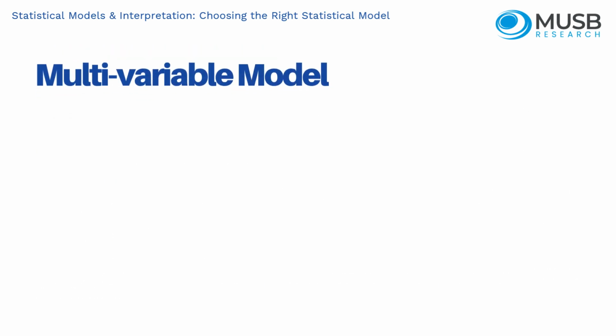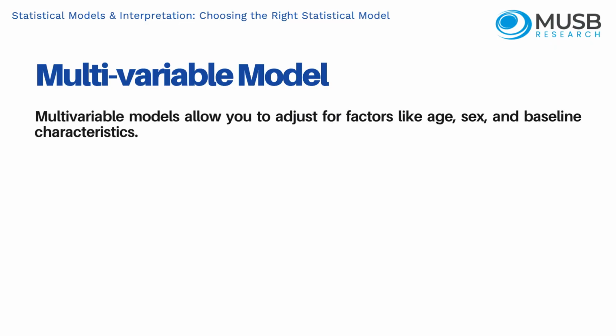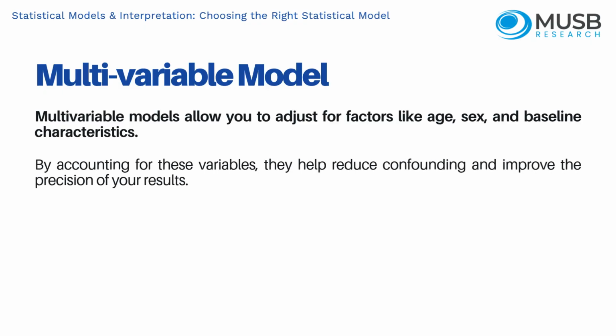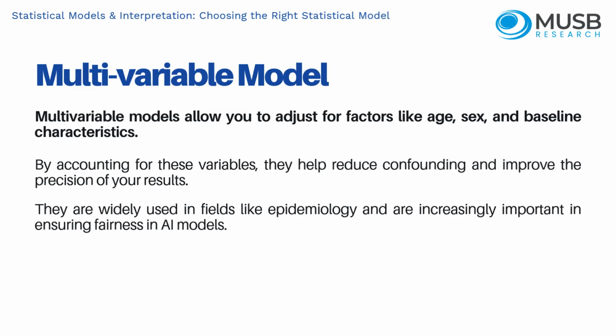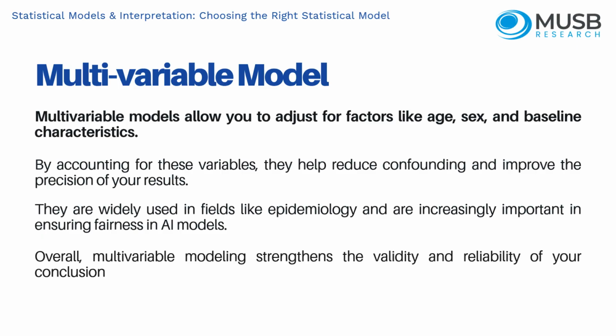Multivariable model. Multivariable models allow you to adjust for factors like age, sex, and baseline characteristics. By accounting for these variables, they help reduce confounding and improve the precision of your results. They are widely used in fields like epidemiology and are increasingly important in ensuring fairness in AI models. Overall, multivariable modeling strengthens the validity and reliability of your conclusions.